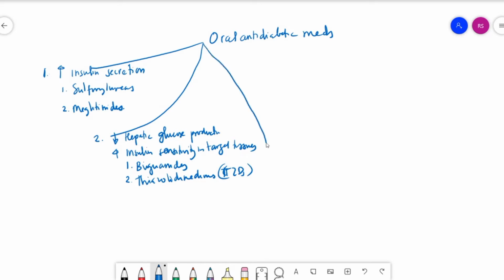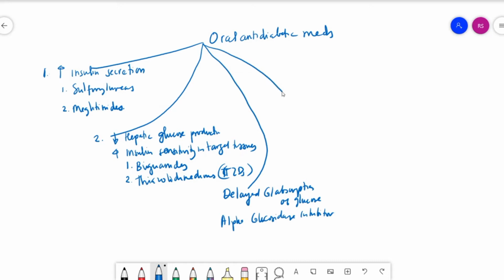The third class of medication, again based on its function, acts on the GI tract, specifically the small intestine. The function of this class is to delay GI absorption of glucose. There's only one class for this function, which is the alpha-glucosidase inhibitors, such as acarbose.